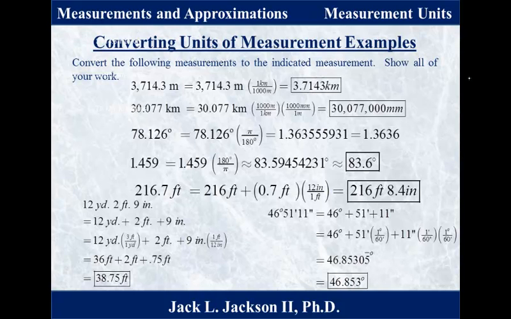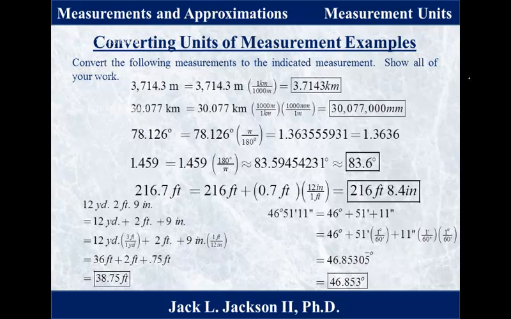We want to convert from decimal degrees to radians. Radians is technically not a unit. So we have 78.126 degrees. We multiply by pi radians over 180 degrees. The degrees cancel, and that approximately works out to be 1.363555931. Notice here I've worked it all the way out, all the digits, but then I round off.